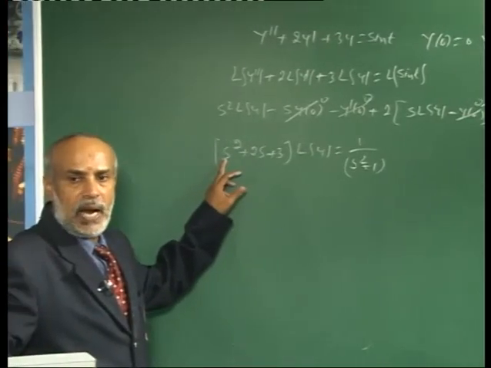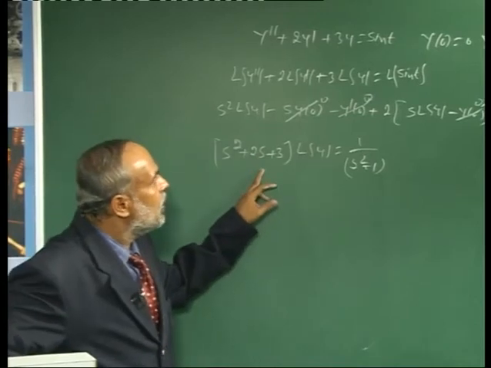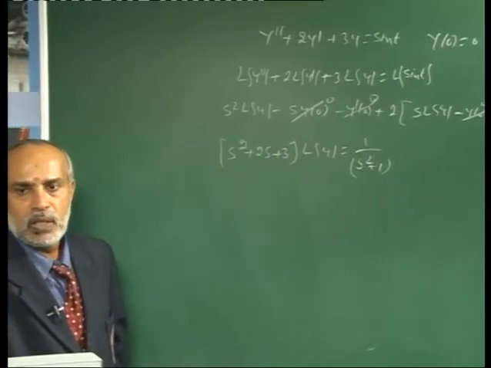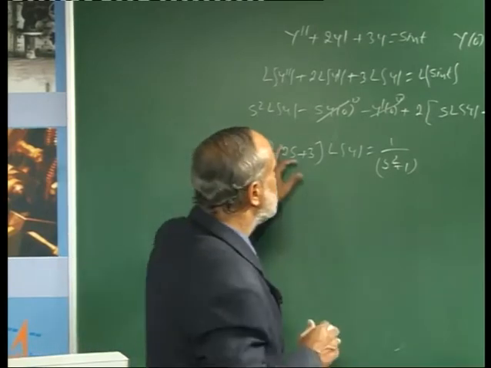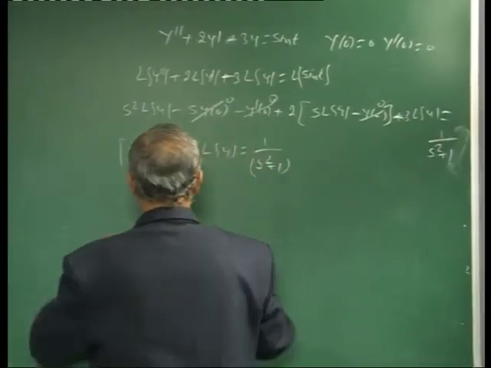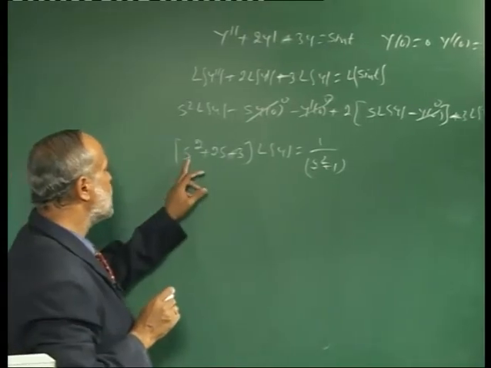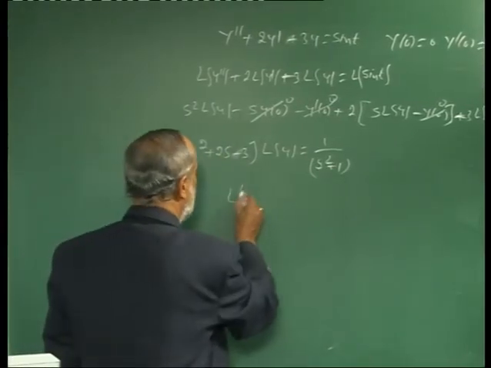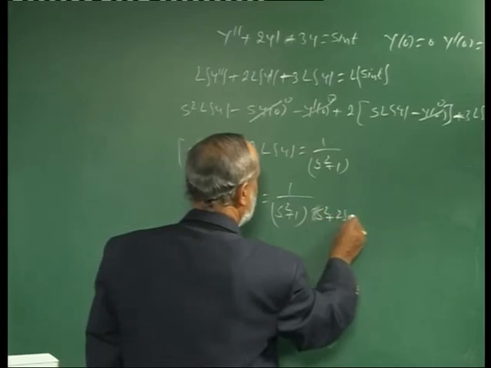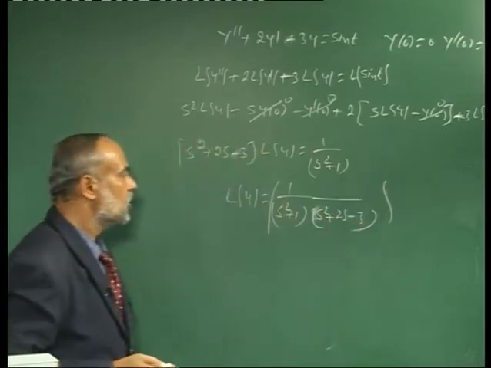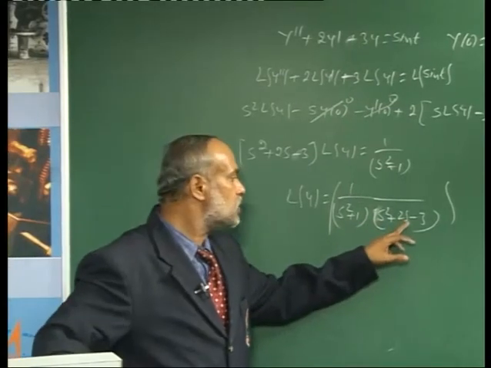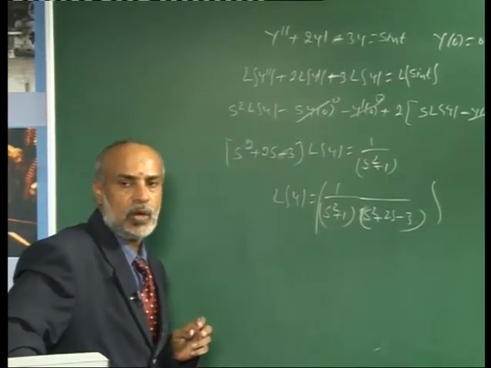See here, s squared plus 2s plus 3 into L of y is equal to 1 by s squared plus 1. Then here, this is minus 3, and this is also minus, so you can take out minus: s squared plus 2s minus 3 into L of y. Then s squared plus 2s minus 3 can be transferred to the RHS, so L of y is equal to 1 by s squared plus 1 into s squared plus 2s minus 3. This is the equation. See here, after getting this equation, s squared plus 2s minus 3 can be written as s minus 1 into s plus 3.